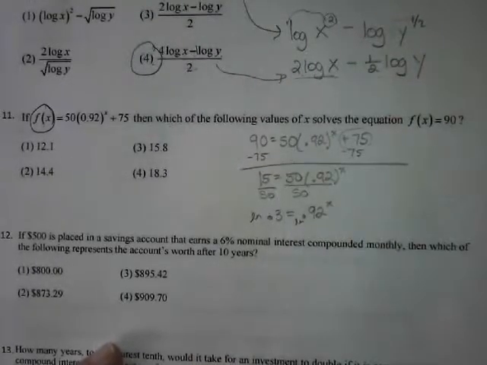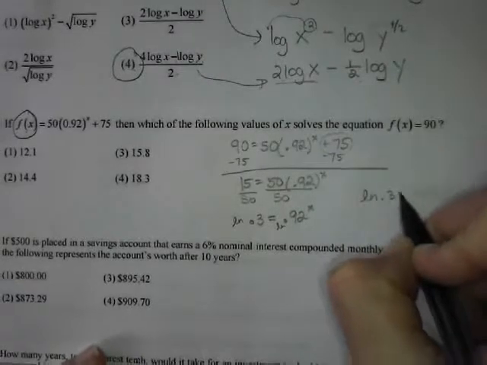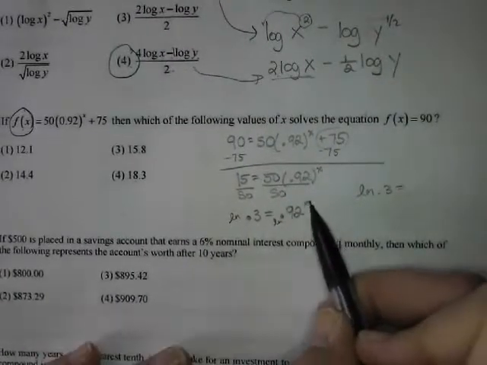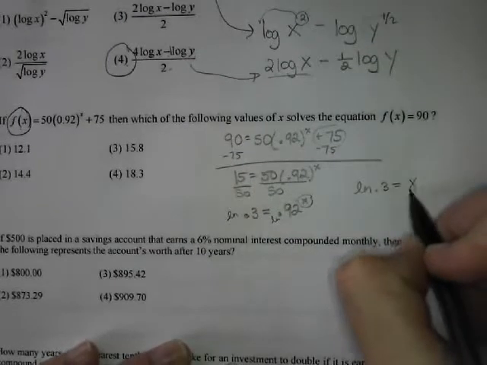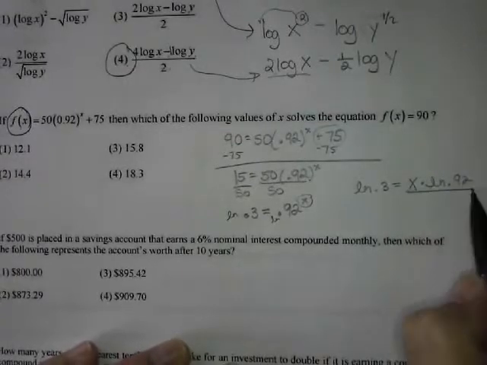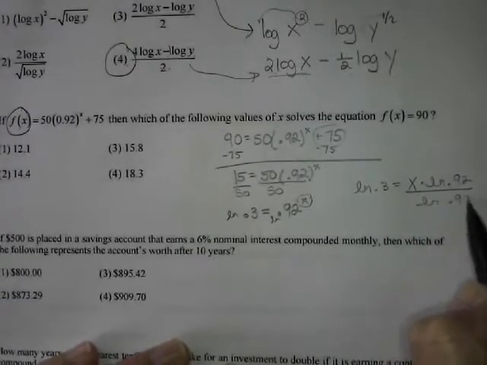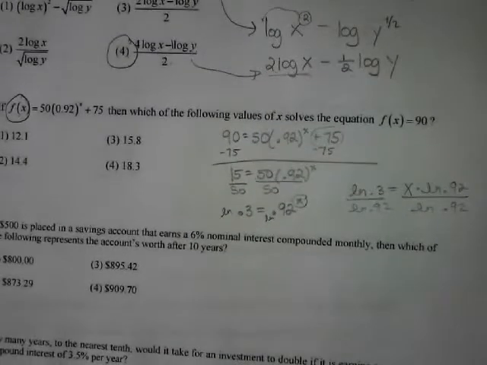So we've got the natural log of 0.3 equals, and the whole reason we did that is so we can use that exponent rule and bring that x out in front as a coefficient times the natural log of 0.92, and then we just divide both sides by the natural log of 0.92. As long as you take the log with the same base on both sides, it's fine.